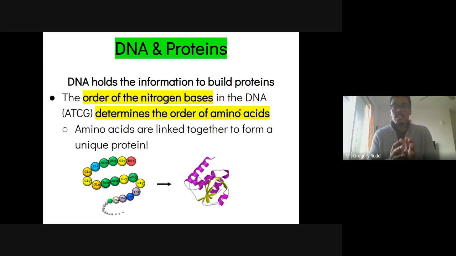And amino acids, again, are the monomer of proteins. Now, that's something we'll talk a lot more about in later units. But I want you guys to recognize now that the order of the nitrogen bases determines the order of the amino acids. So there's a close relationship between DNA and proteins.